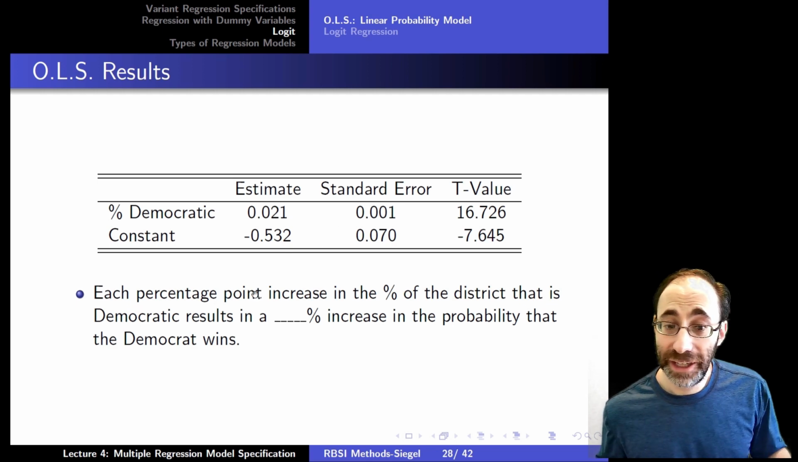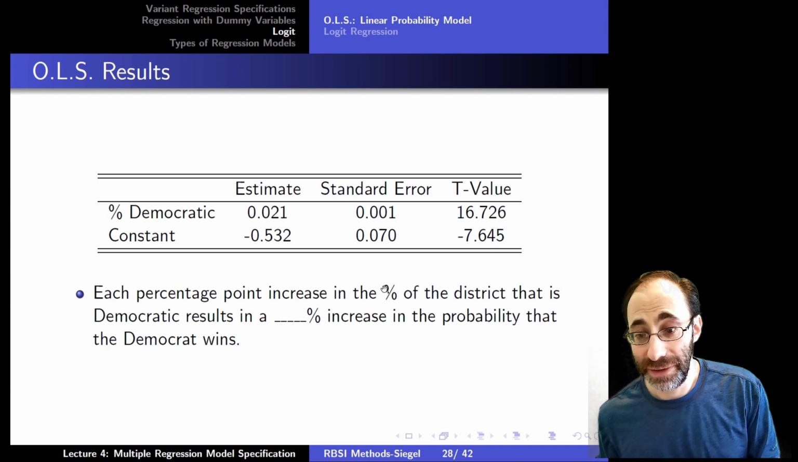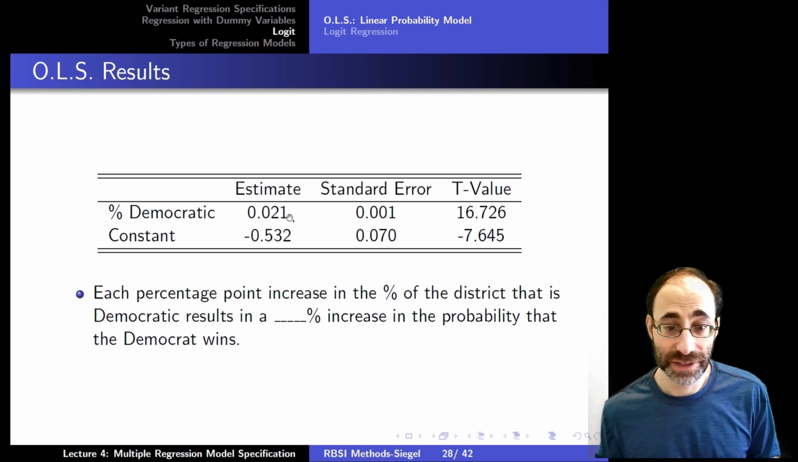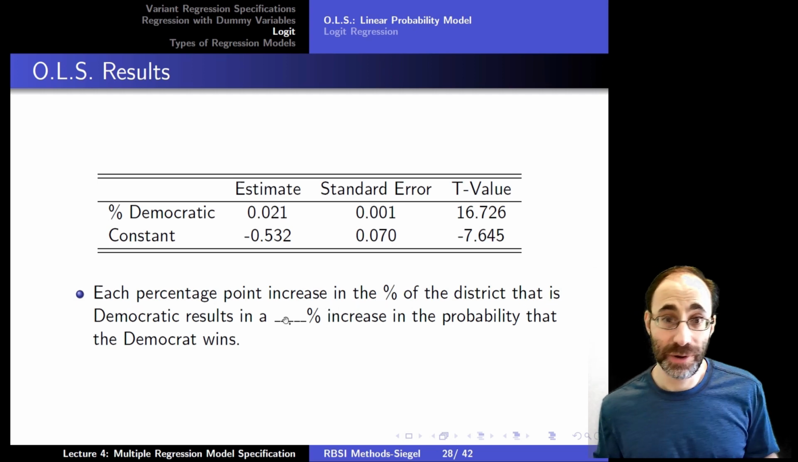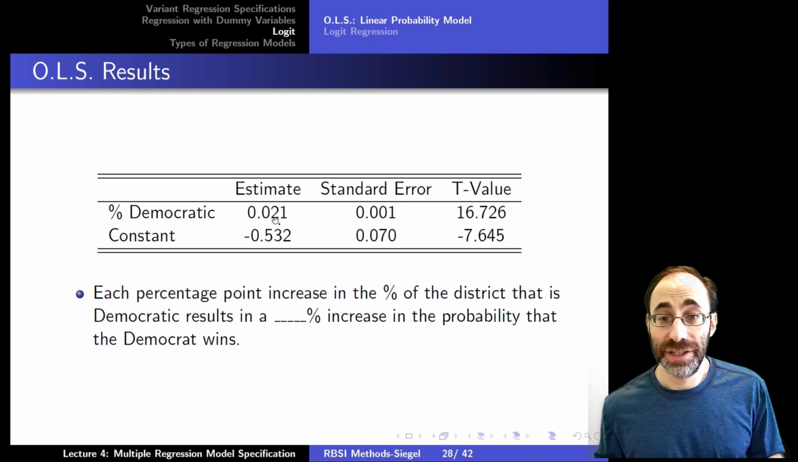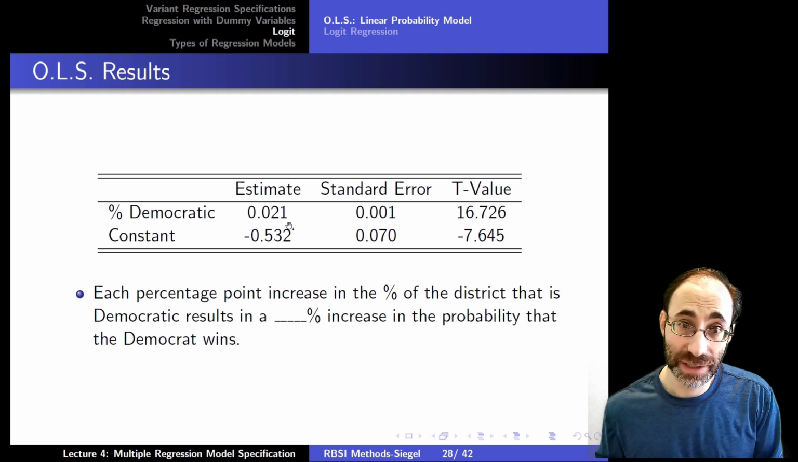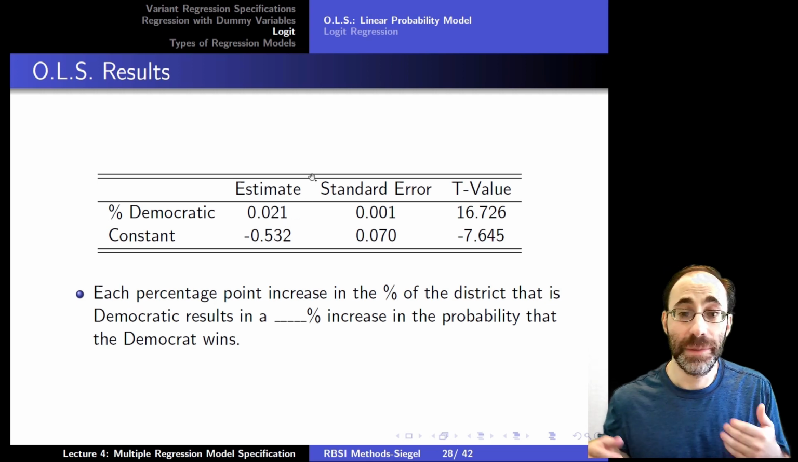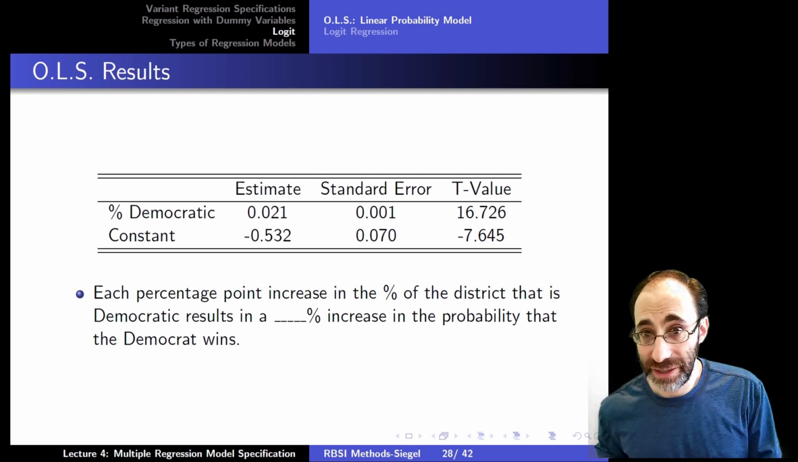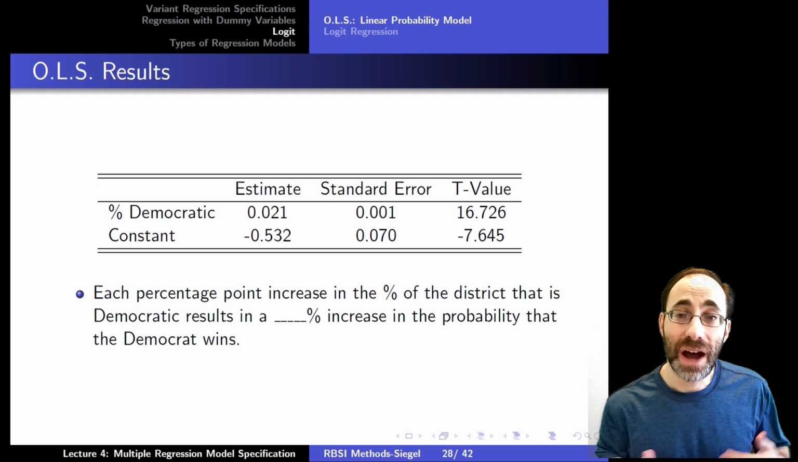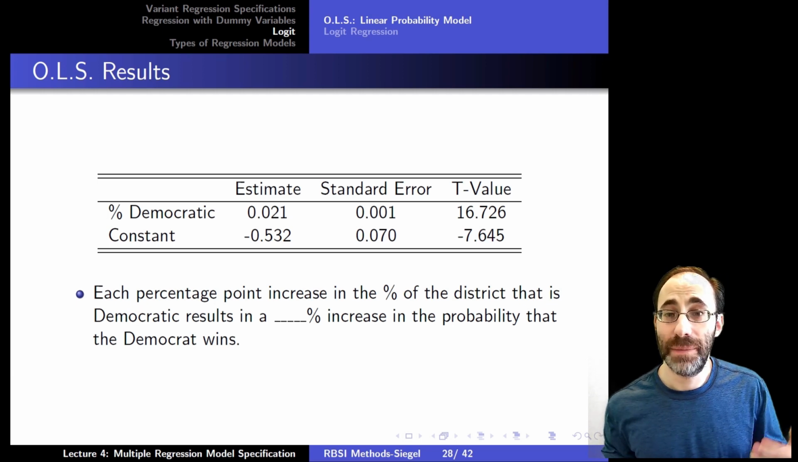How do we interpret that? Well, each percentage point increase in the percentage of the district that is Democratic, that's this thing, results in a 2.1% increase in the probability that the Democrat wins. Note here that 0.021 means a 2.1% increase in the probability that the Democrat wins. That's our interpretation, right? It's not necessarily obvious from looking at the model.